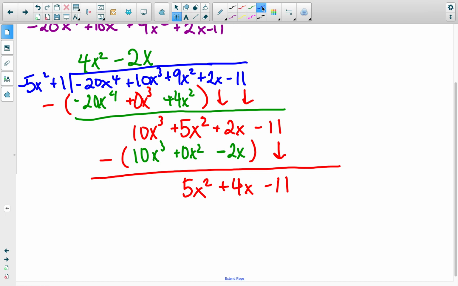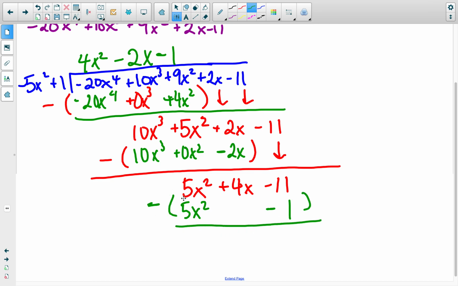So make sure you're staying super organized with that work. Otherwise, you can really make your life difficult. Let's see if we can do it again. Negative 5x squared. To get positive 5x squared, we want to multiply it by negative 1. And then 1 times negative 1 will give us a negative 1. And then we're going to write it over underneath the constant.